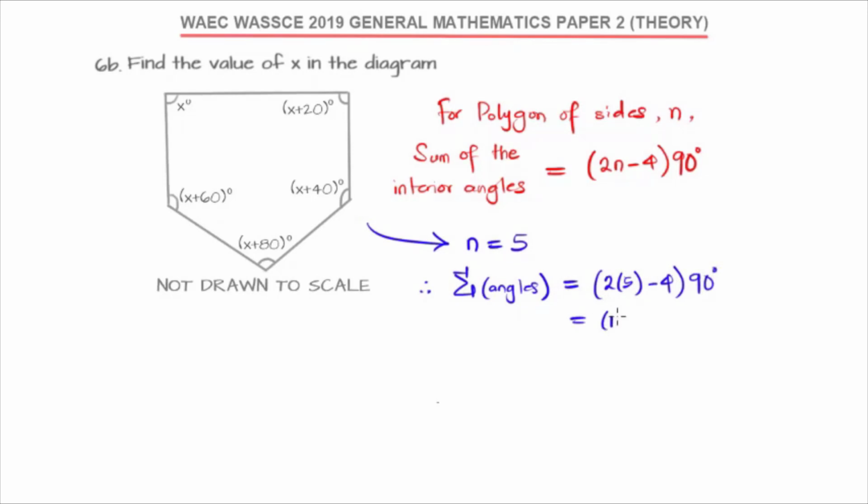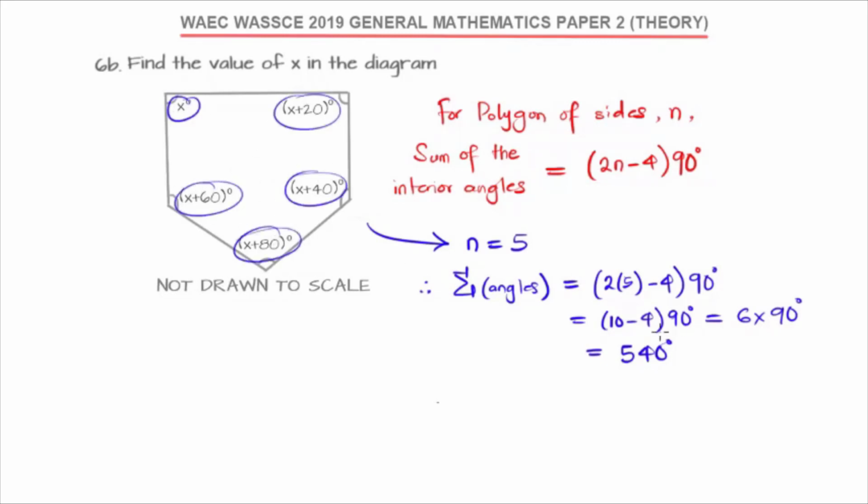2 times 5 is 10, so we have 10 minus 4 multiplied by 90 degrees, and that will be 6 times 90 degrees. 6 times 90 is 540 degrees. Okay, so now meaning that if we add each of the interior angles that were given in values of x and we sum them together, they should add up to 540 degrees, and that's exactly what we are going to do.